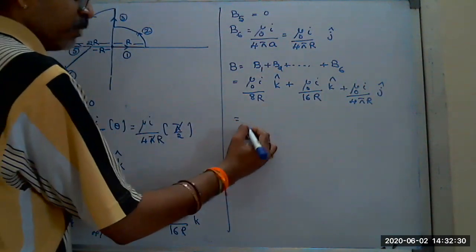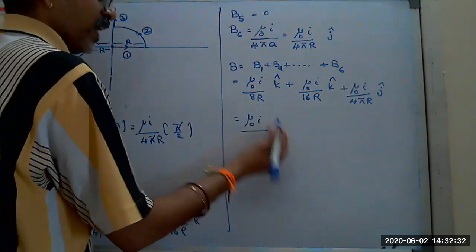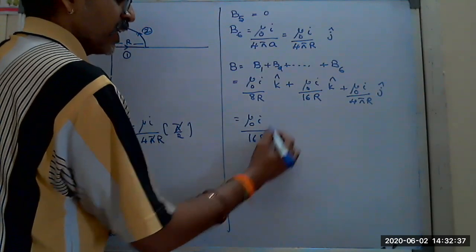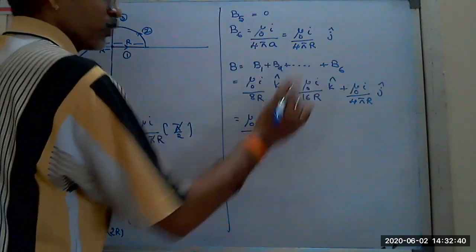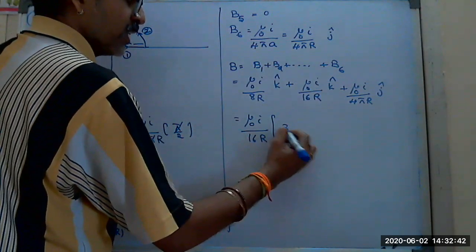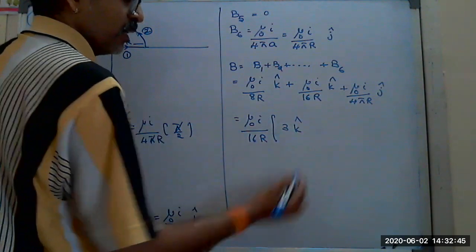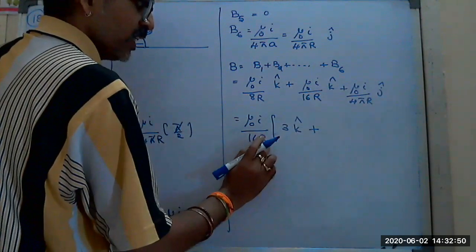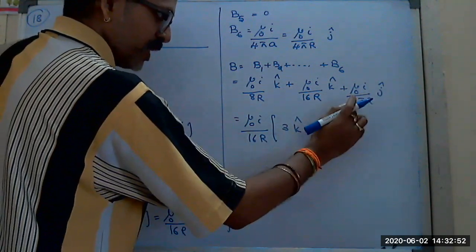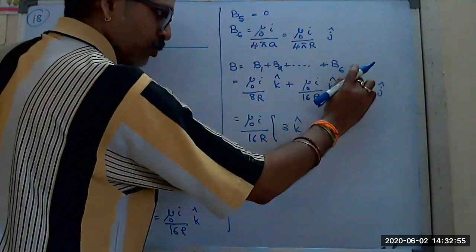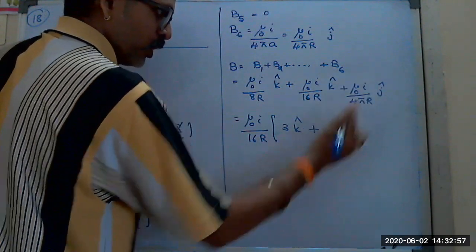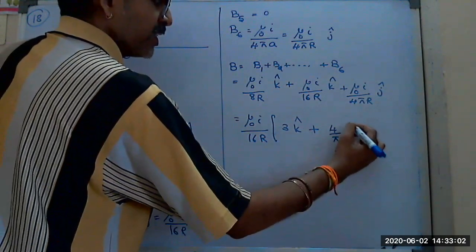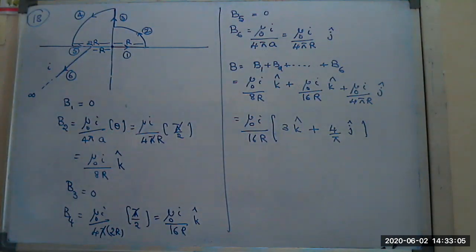So you can take mu naught I by either 8r or 16r common. Suppose 16r, LCM taken here. Then 2 plus 1, 3. So 3 k cap you can write here, plus mu naught I by 16r taken common. 16 means here you get 16 only when you multiply the numerator and denominator with 4. So this is 4 by pi, 4 by pi j cap. Right?